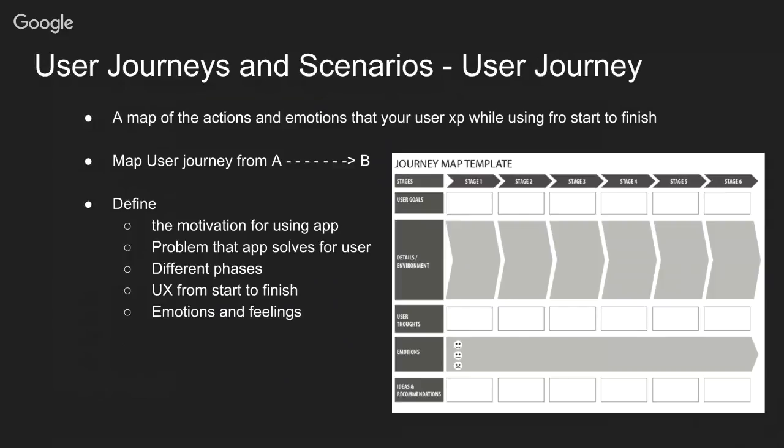For the user journey, we're looking to map the actions and emotions for the user from start to finish. So we want to go from point A to point B, but there are steps in between. For the steps in between, there's a journey map template that I found. You can use that to define the motivation for using the app, the problem that the app will solve, get the different phases, and then we can map out the user experience from start to finish, and we can capture the emotions and feelings, as you can see right down here.